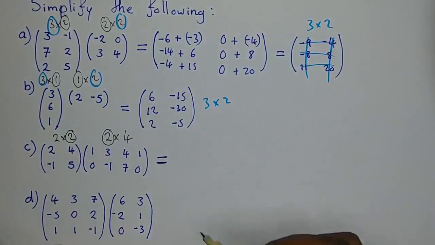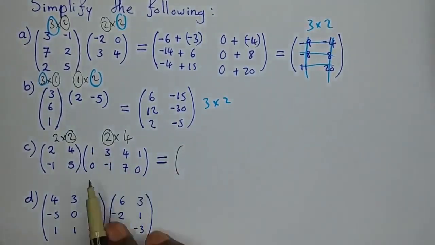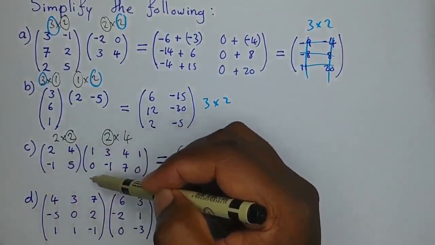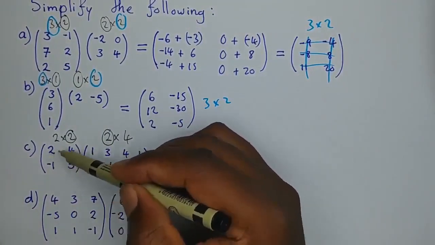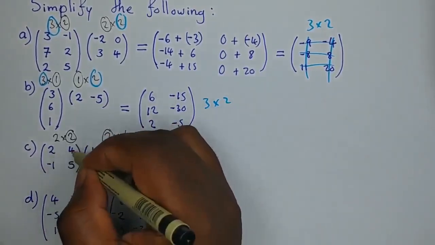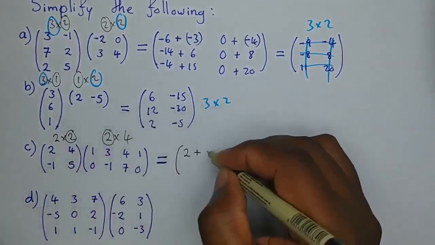So this is what will happen. I want to produce a 2 by 4. Row by column. So each row multiplies each column. So the first row here is 2, 4. Multiplies 1, 0. So 2 times 1, that is 2, of course. 4 times 0. So we're going to add here. 4 times 0, we're going to get a 0.